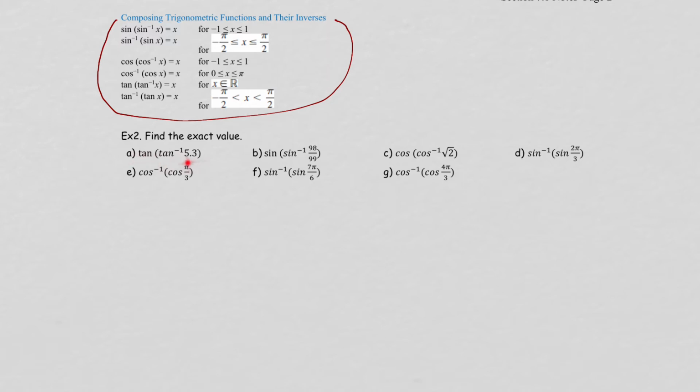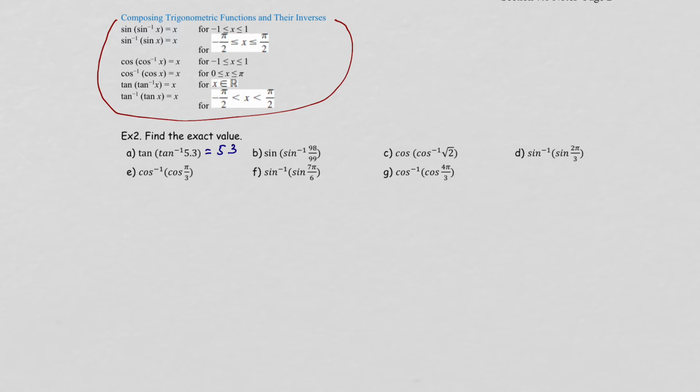So when you're looking at the first one, you have a tangent inverse. The first thing you need to do is see if 5.3 is inside of your domain of tangent inverse. Your tangent inverse is right here. It says domain is all real numbers. So no matter what value you have, that will be inside of your domain. So in that case, inverse and tangent cancel out each other, and it will give you the exact value of 5.3.